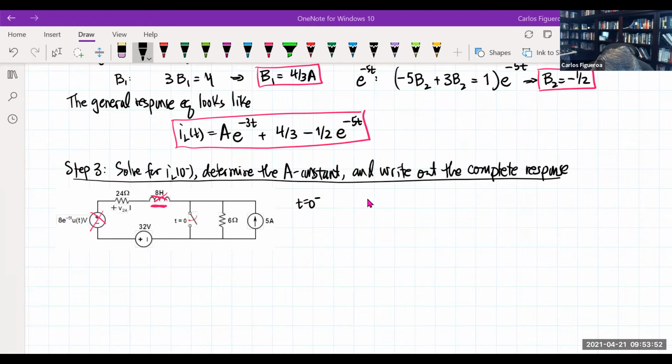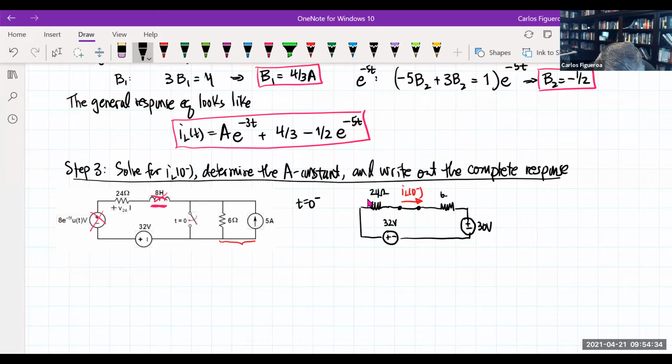So I have my 24, then my inductor is a short, and then I have my 32 volt source. And I know that this guy, from what we've already talked about, was IL of 0 minus. And then what we did here is a source transformation. And I think I'm going to continue to do that. So if I do a source transformation, what I really have here is a 6, and then I have a 30 volt source here. And this guy's a 6 ohm.